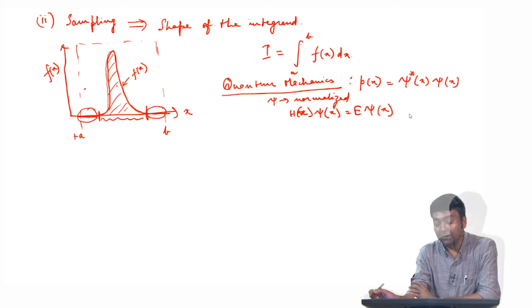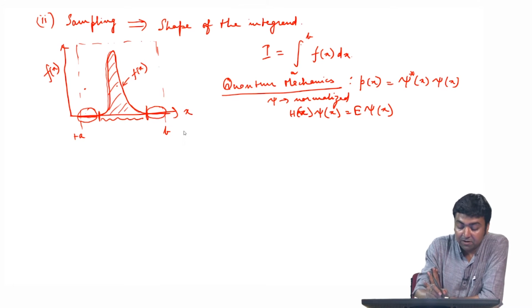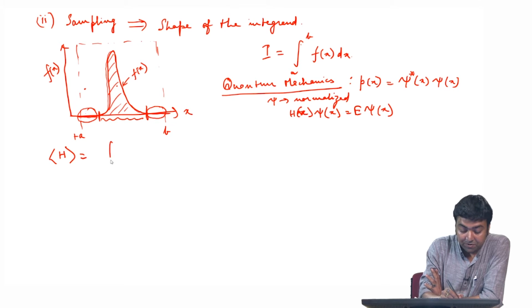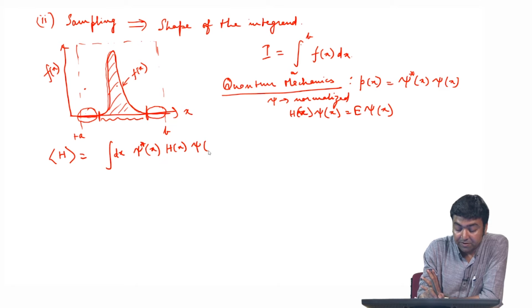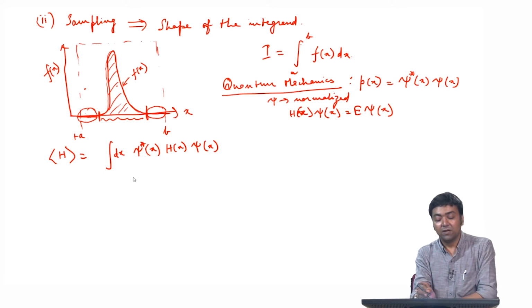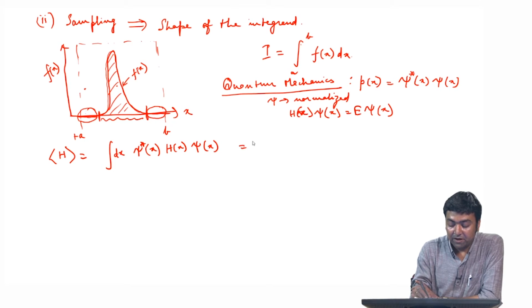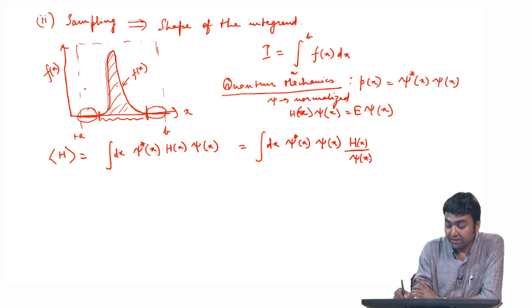So, if I want to compute the expectation value, for example, of H, that would be given by this expression, integration dx psi star x H x psi x. So, this is my expectation value. What I can do is some manipulations. Let us do the following. I keep psi star x, and then I introduce psi x, and then I divide H x psi x by psi x again, and I have psi x dx.